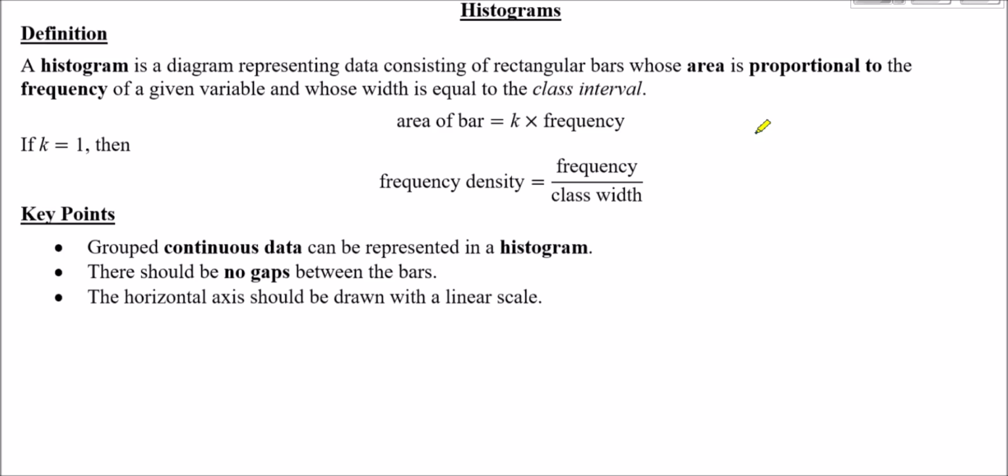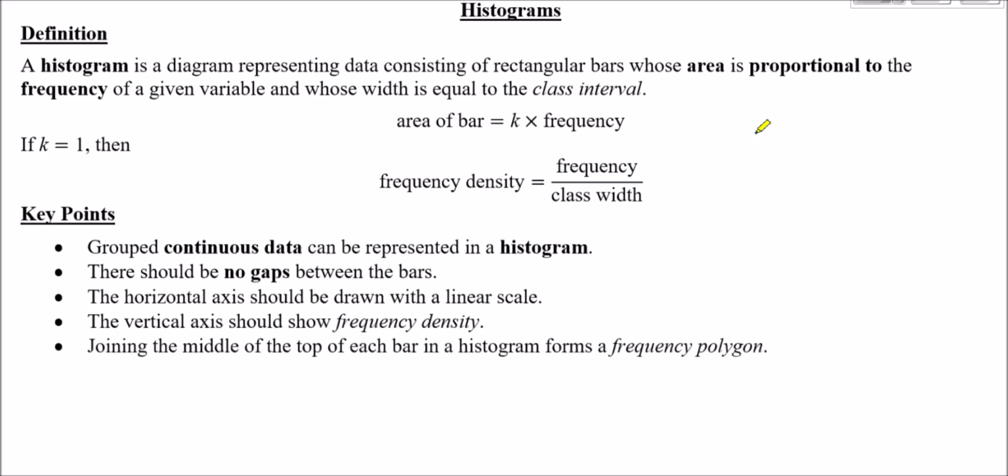The horizontal axis has to be drawn with a linear scale. The vertical axis needs to show and should label frequency density. So the vertical scale is always the frequency density. And finally, joining the middle of the top of each bar in a histogram forms a frequency polygon.